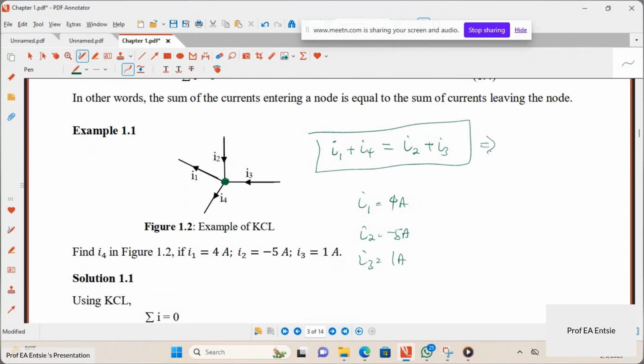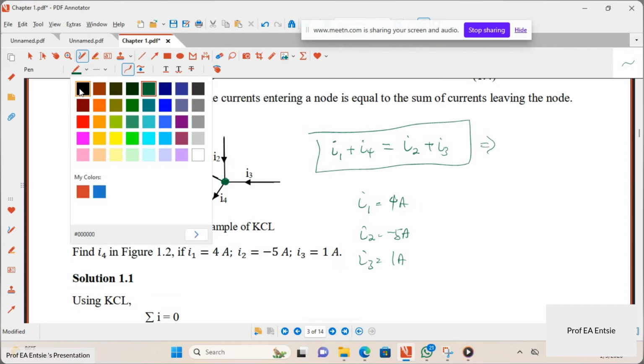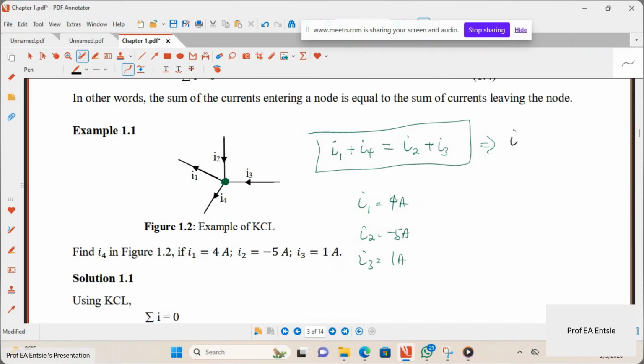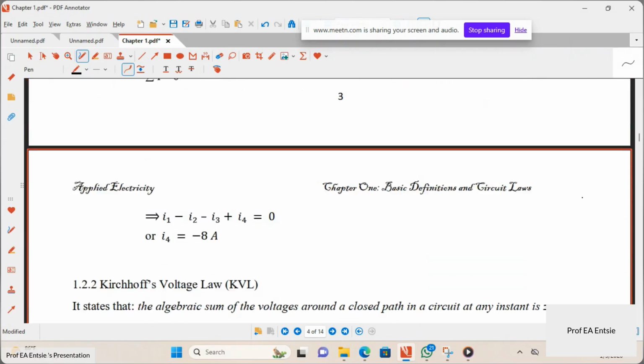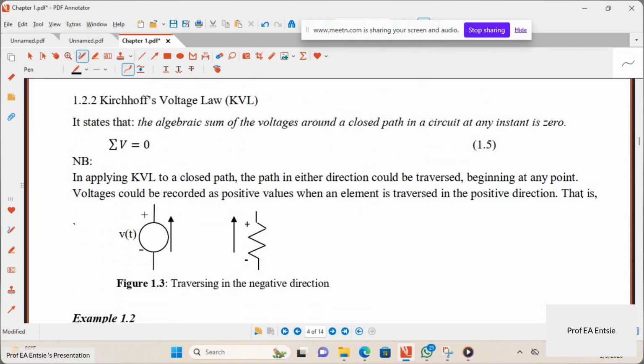So from here, if we make I4 the subject, I4 will be equal to I2 plus I3 minus I1. So I4 will be equal to -5 plus 1 minus 4. So I4 will be -4 minus 4, -8 amperes. That's the value for I4.